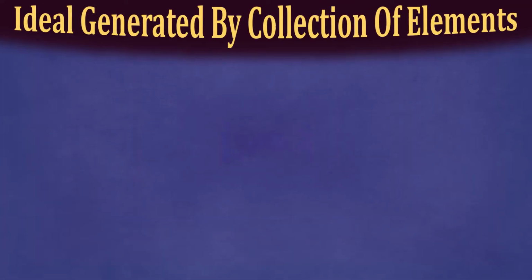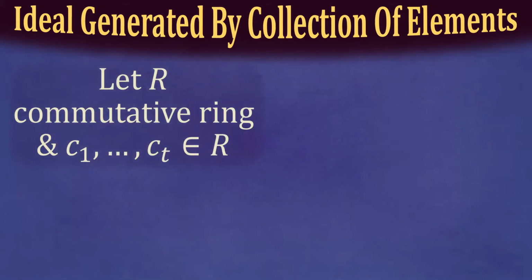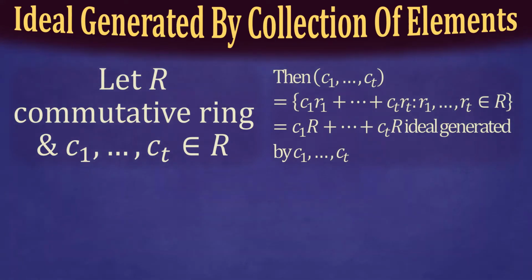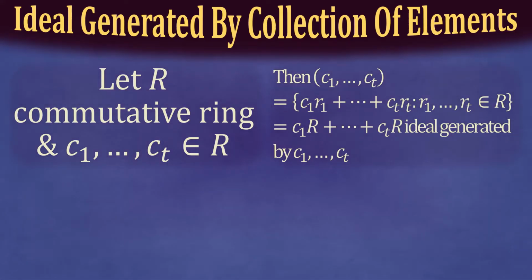Next, let's define the ideal generated by a collection of elements. Let R be a commutative ring, and let c1 to ct be in R. Then the ideal generated by c1 to ct is equal to c1r1 plus all the way up to ctrt, where r1 to rt are in R, which is equal to c1R plus all the way up to ctR, and that is defined as the ideal generated by c1 to ct.